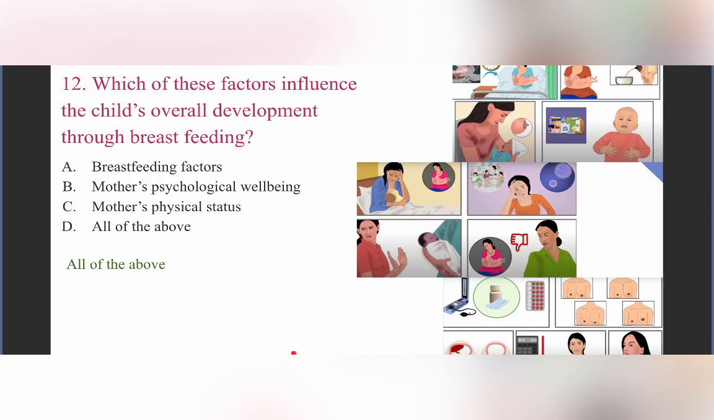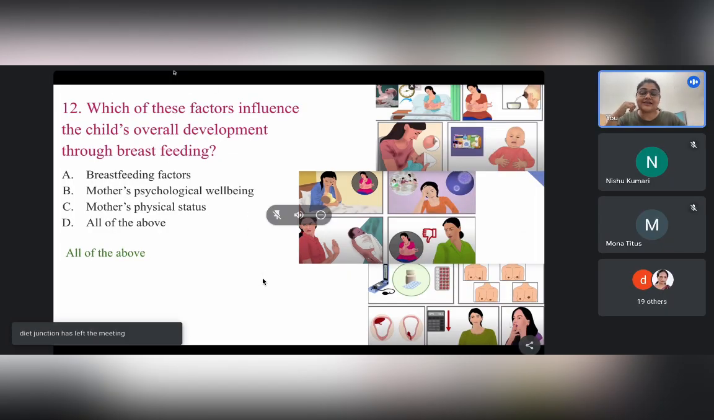So as we have just discussed, cumulatively all these factors, the breastfeeding factors, the psychological and mental well-being, and also the physical health of the mother, are important, and they contribute to the overall development of the child, right?